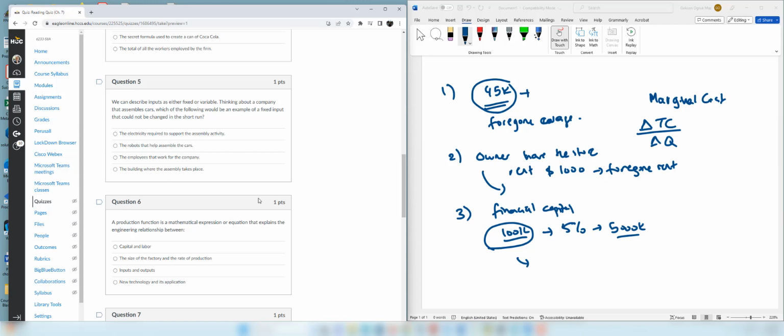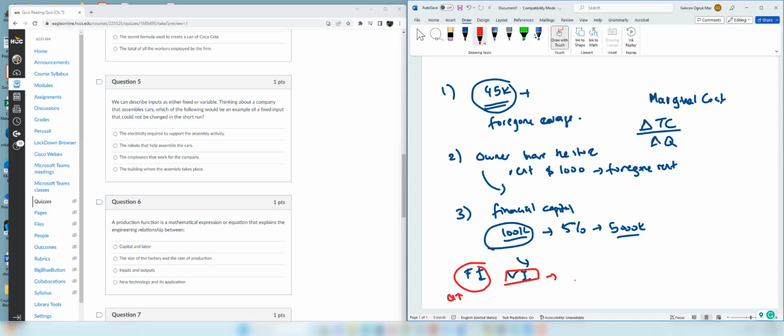Question number 5. We can describe inputs as either fixed or variable. Thinking about a company that assembles cars, which of the following would be an example of a fixed input that could not be changed in the short run? So here, let me briefly explain the difference between fixed inputs and variable inputs. With fixed inputs, the amount you pay does not change when you increase the quantity. With variable inputs, on the other hand, the amount you pay increases as you increase the quantity.